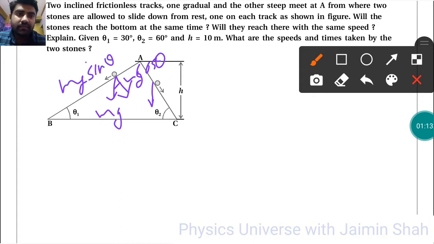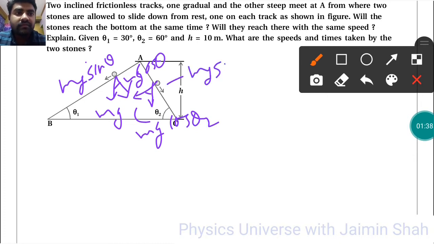Similarly here we have two components, one on that side and another on this side. So this is theta 2, so that is mg cos theta 2, which I am writing here, and this one is mg sin theta 2. So this is theta 1 and this is theta 2.